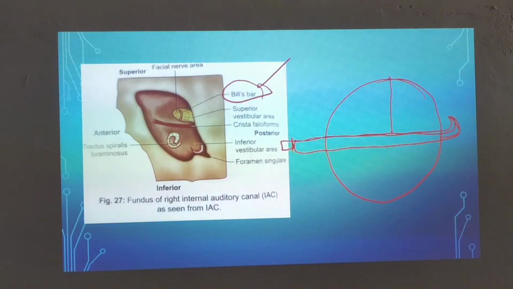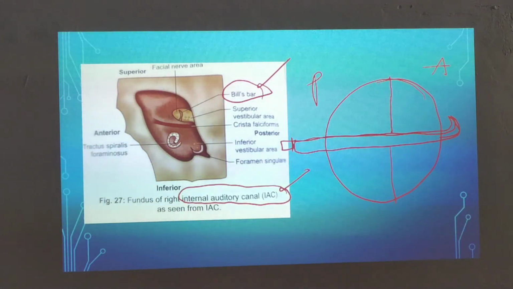Bill's bar. Okay. So imagine this is the anterior and this is the posterior. What are the things that are there? So what is this cross section all about? This cross section is all about the internal auditory canal. So it is seen from the internal auditory canal. What are the nerves that are present in this?